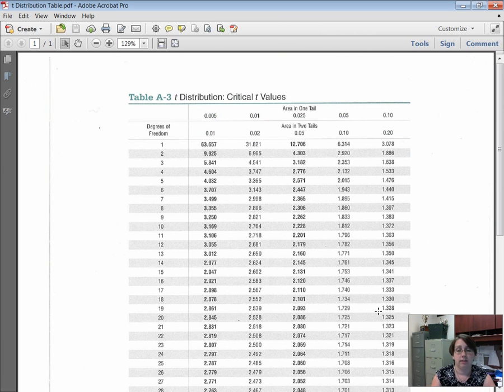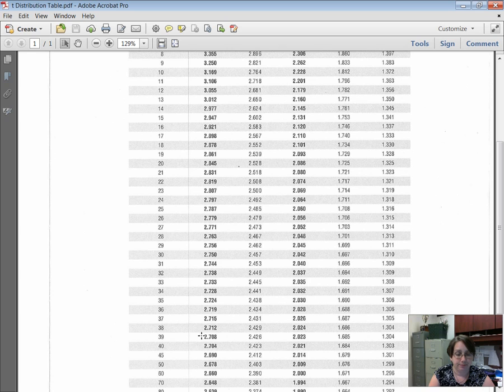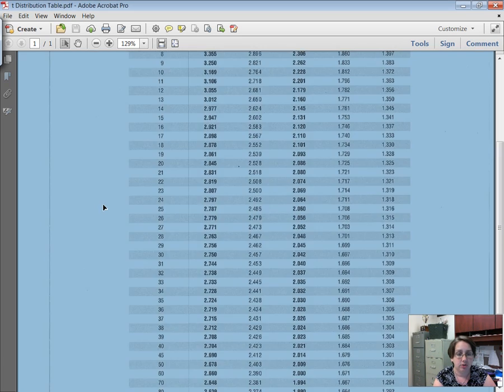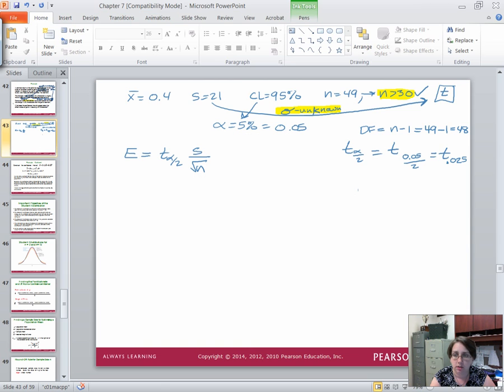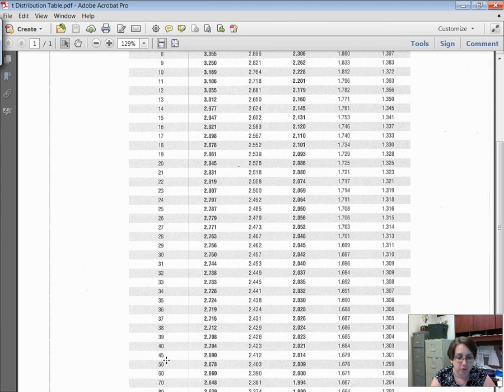Alright, this is our table for the t distribution. Now, if you look down that first column there, you will notice that we actually don't have our degree of freedom. Our degree of freedom was 48. So you actually have a gray area here. It's kind of a choice. You could use the closest value for your degree of freedom, or they say you can be on the safe side and take the smaller degree of freedom.